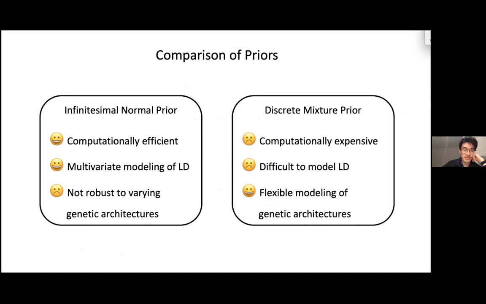So just to quickly summarize, we have discussed that the infinitesimal normal prior is computationally efficient and allows for multivariate modeling of LD patterns, but it's not robust to varying genetic architectures. Discrete mixture priors, on the other hand, can create much more flexible models for the genetic architecture, but they are computationally challenging and it's often difficult to incorporate LD information. So our motivation was to design a prior that can combine the advantages of these two types of priors.